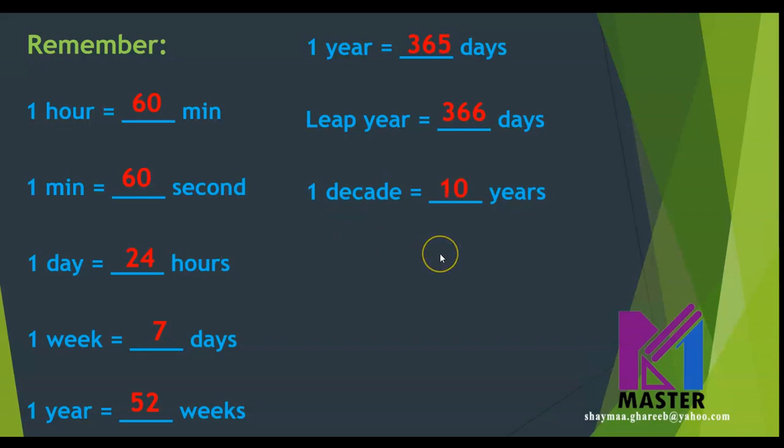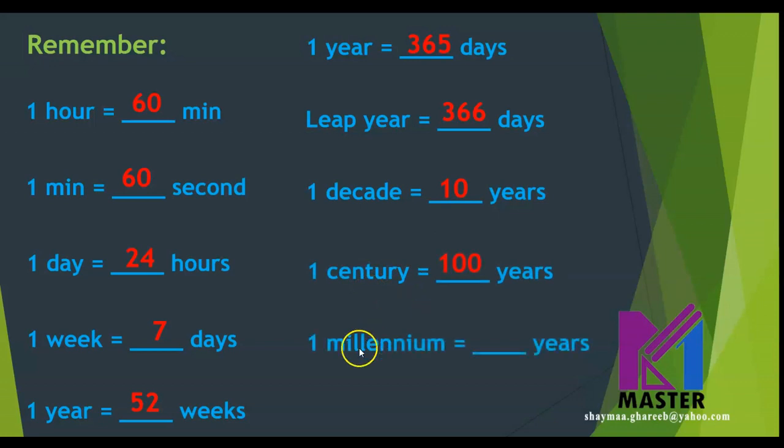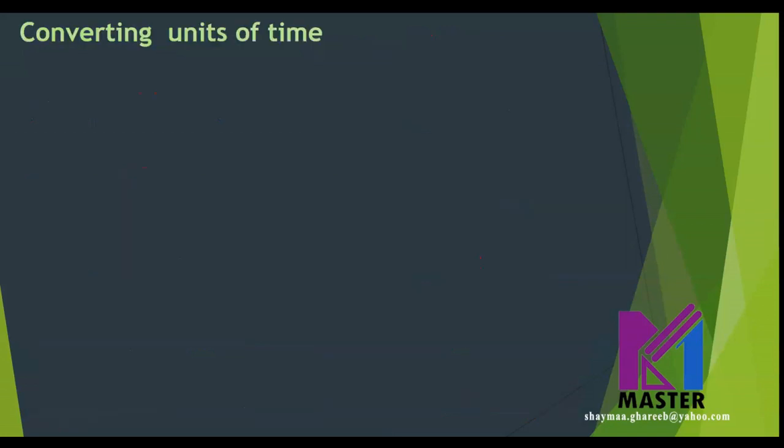1 decade equals 10 years, and 1 century equals 100 years, and 1 millennium equals 1,000 years, and 1 fortnight equals 2 weeks. It's really important to know these conversions between units of time before we start our lesson. Now, let's start with the units of time.